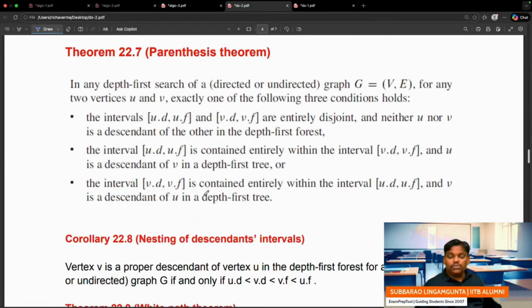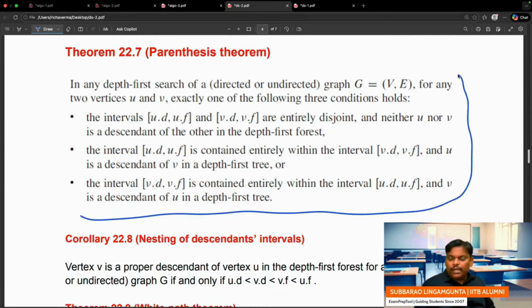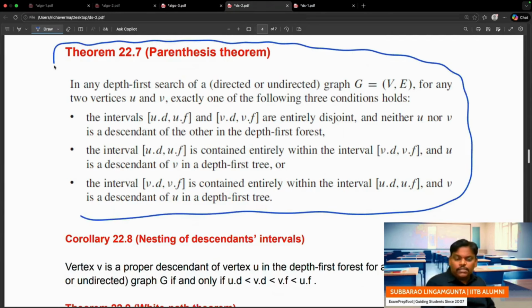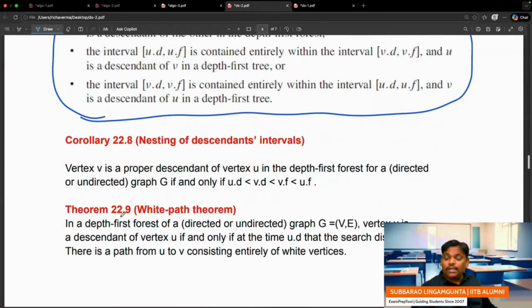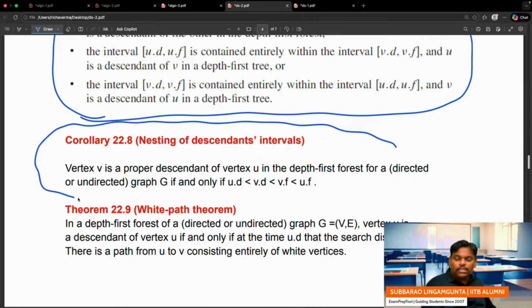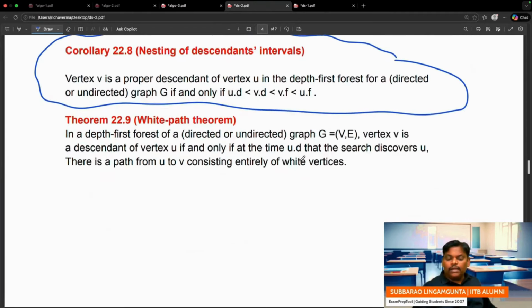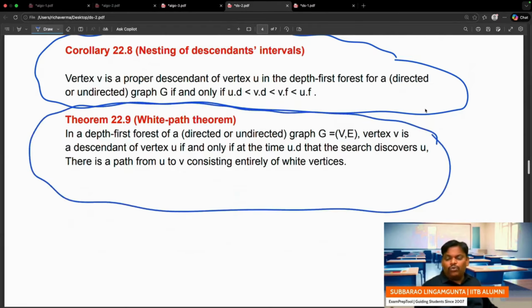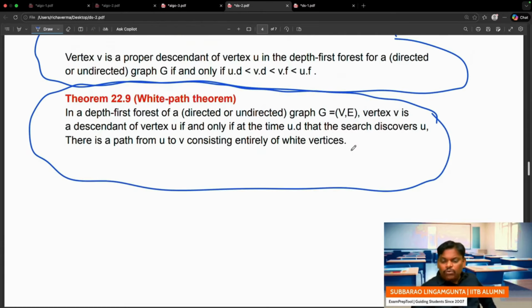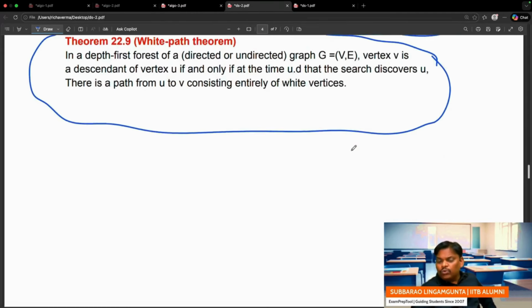Next one, here also some good theorems are there. Please take care. So, the parenthesis theorem. Please see this. Next one, nesting of descendants intervals. This theorem also, please take care. They are directly given. Next one, the white path theorem. One time you have to read it. If you want, you can go through the proofs also, but it is not required.